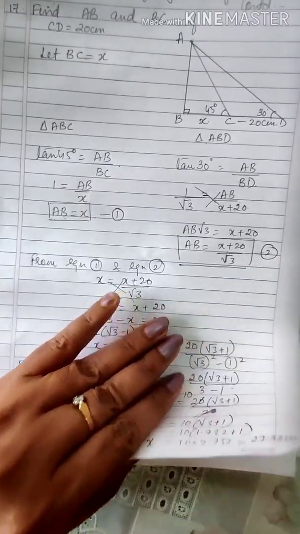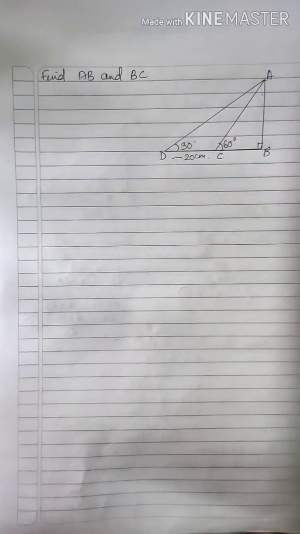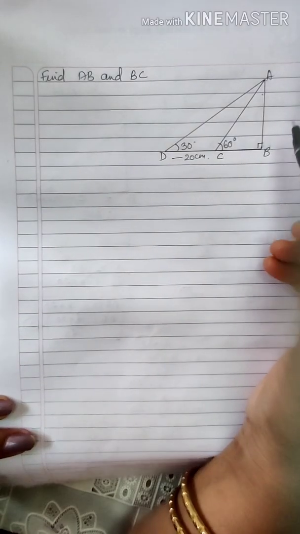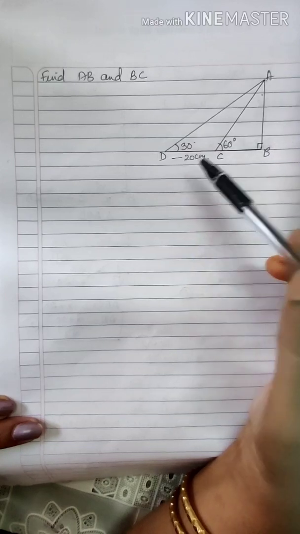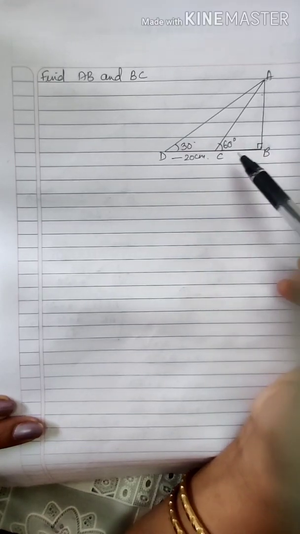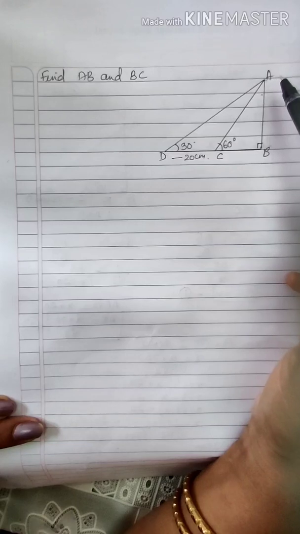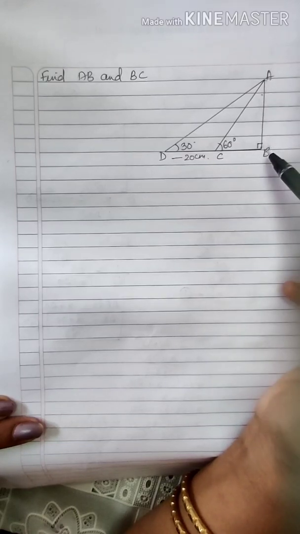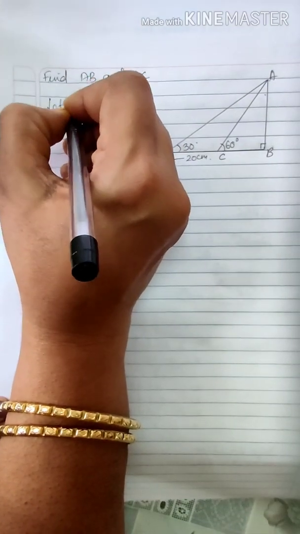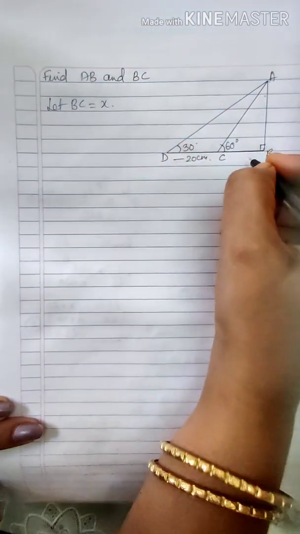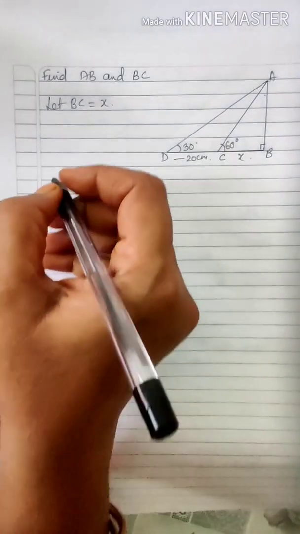The 17th main, the second one. Find AB and BC. It's a similar sum. Here you have got a right angle triangle. In fact, you have two right angle triangles. One is triangle ABC and the other one is triangle ABD. You have to find AB and BC. If you observe, students, here AB is a common side for both the right angle triangles. So take here BC as x. So let BC be equal to x.